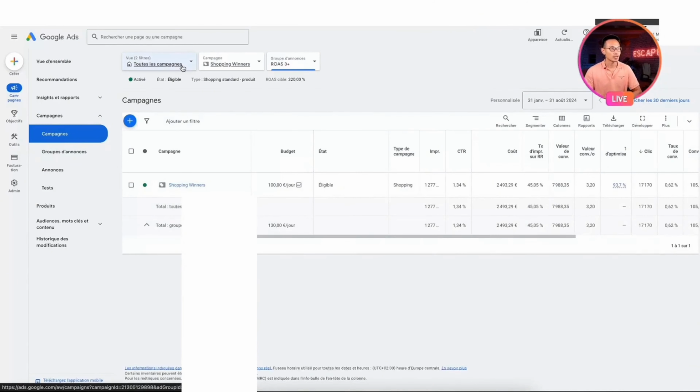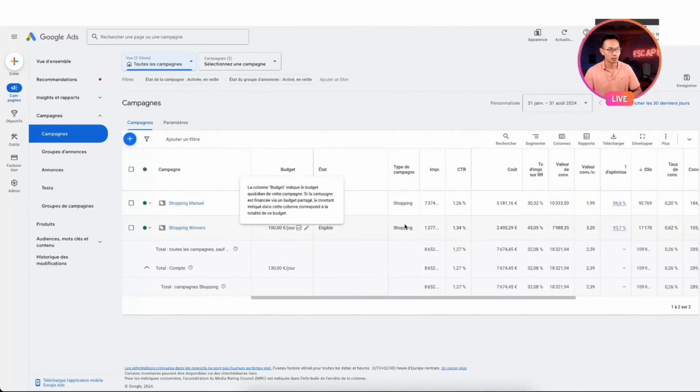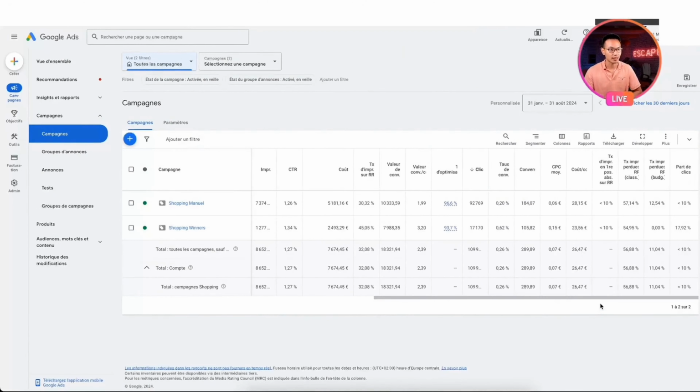On the other hand, when using a smart bidding strategy, you can see that the average CPC here will increase, it may even triple. We are at 0.15 for the average CPC, while in the testing campaign focused on maximizing clicks, we are around 0.06 for the CPC.